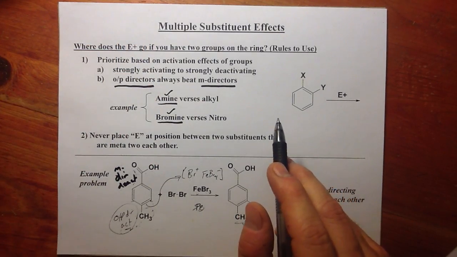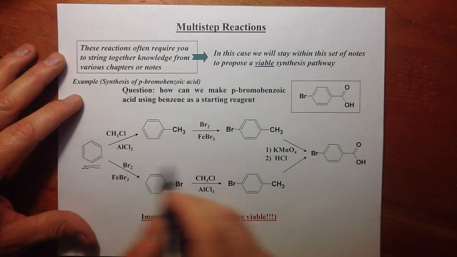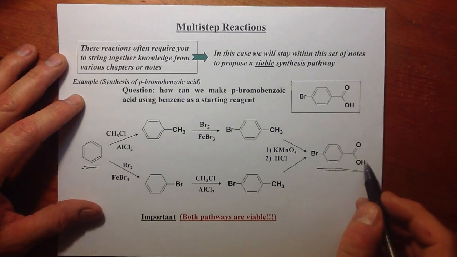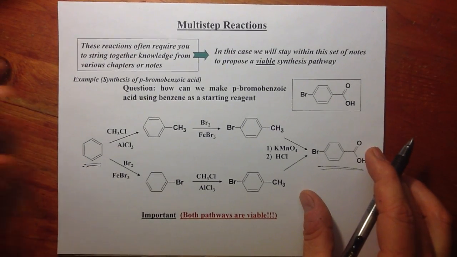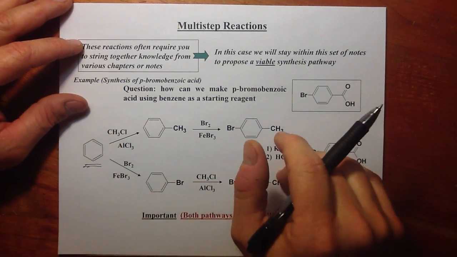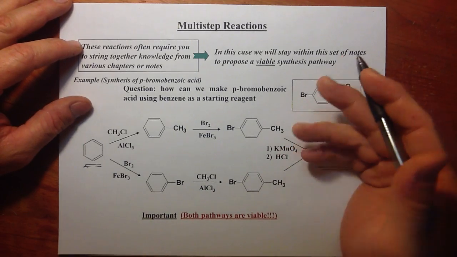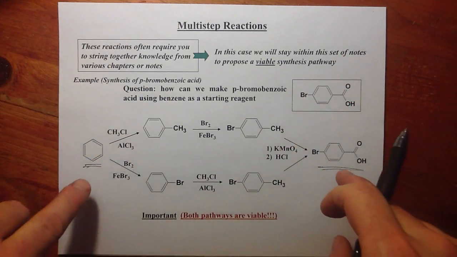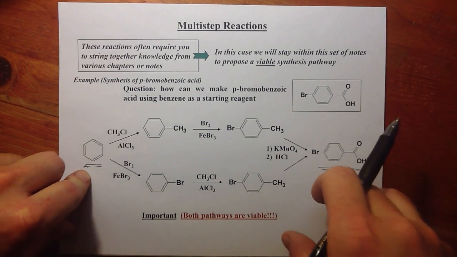Now let's talk about putting multiple groups on the benzene ring. Well, if we wanted to take benzene and make 4-bromobenzoic acid, how would we do that? We can look at things synthetically, working from left to right, and we'll do that with this slide. And then on the next slide, we'll look at retrosynthetic analysis, where we switch the positions. The product is shown first, and we work back to the reagent.